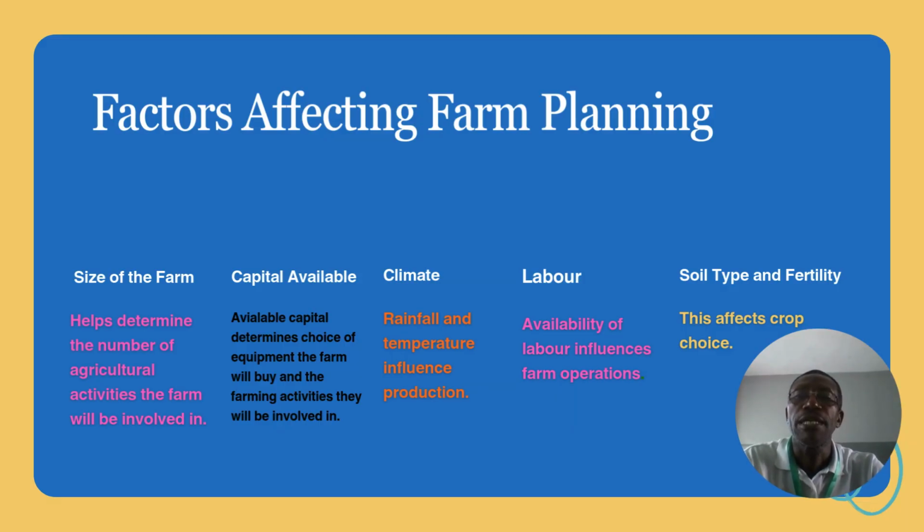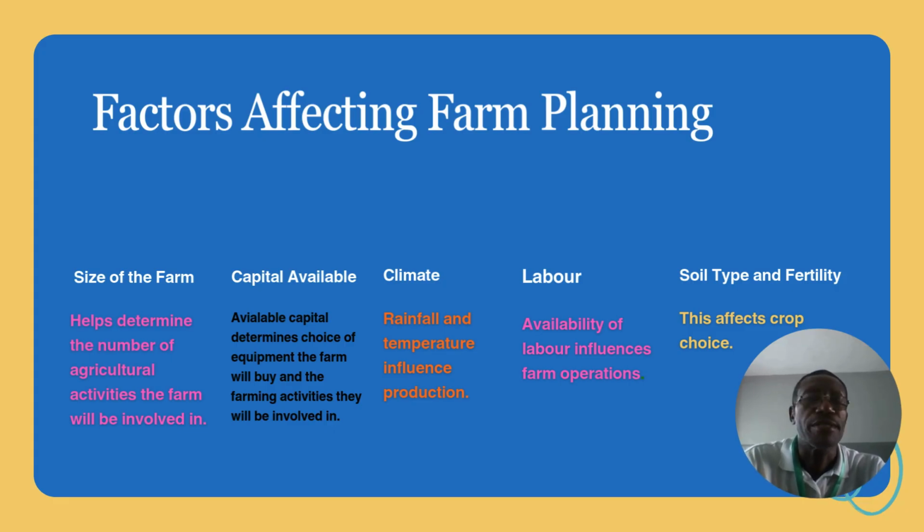that affects farm planning is capital available. It is the amount of money that is available that will determine the type of equipment that a farm will purchase or the type of agricultural activity that it will be involved in. Farm planning helps to achieve this.